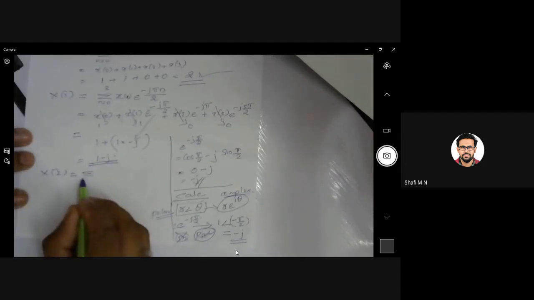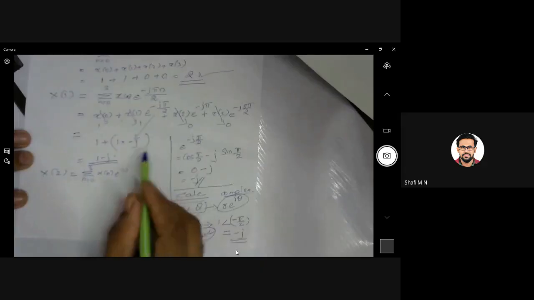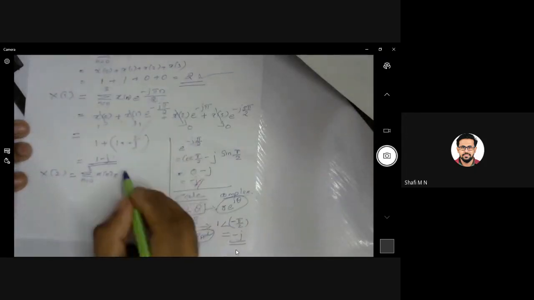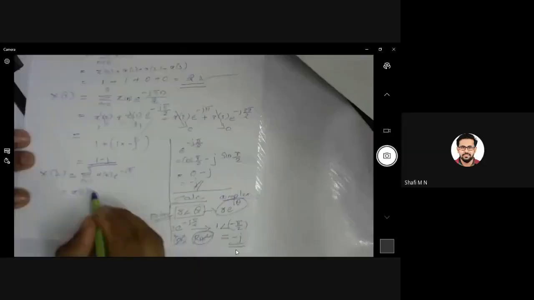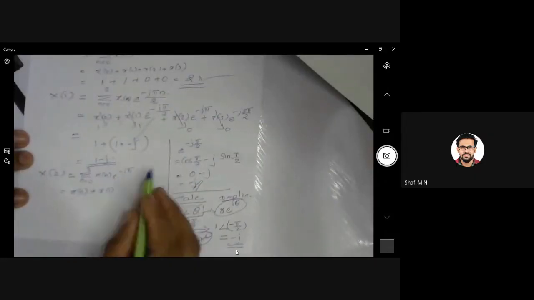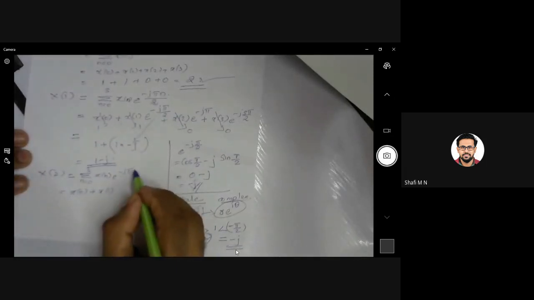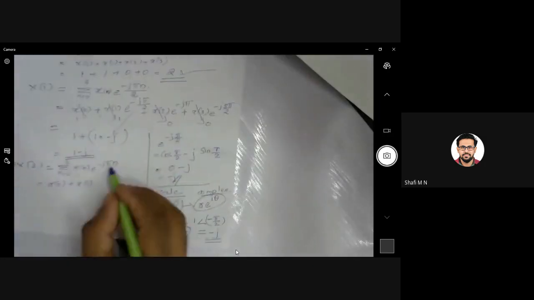Your equation is the sum over n equal to 0 to 3 of x of n e power minus j 2 pi k n by 4. When k equal to 2, the 2 will get cancelled. Where did I miss n? Something happened. It's not minus j pi, it's minus j pi n. You have to substitute k equal to 2 over here. The 2 will get cancelled, so it's e raised to minus j pi n.